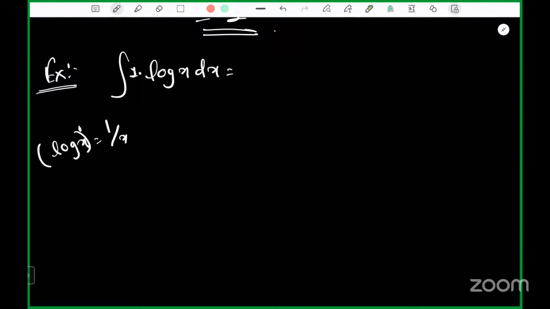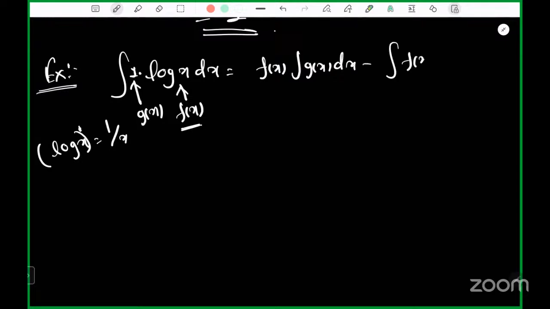Okay, so here we consider 1 as our g of x and log x as our f of x. The reason is we know the differentiation of log x, which is 1 by x. That's why we are treating log x as our f of x, right? So by the formula, it is f of x into the integration of g of x dx, minus the integration of the derivative of f of x times the integration of g of x dx, and then the whole integration dx.